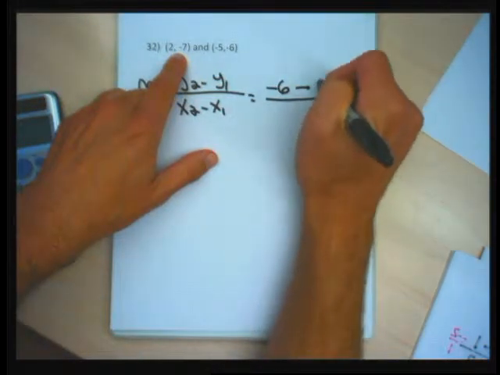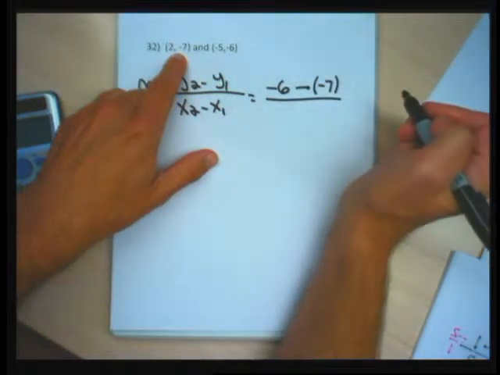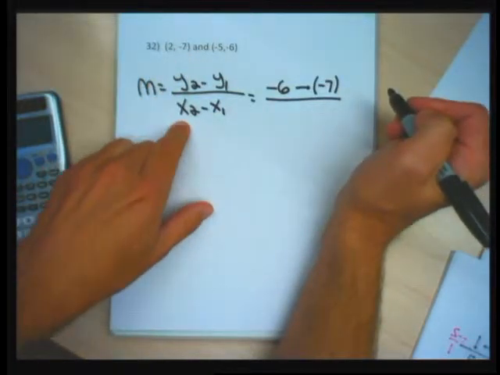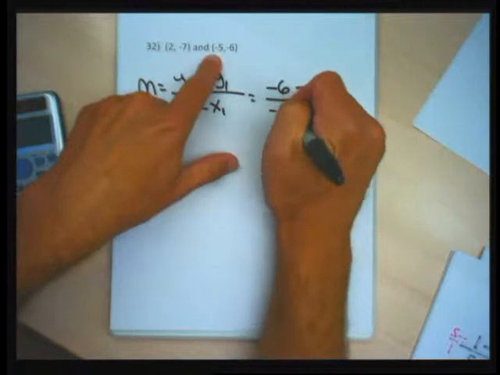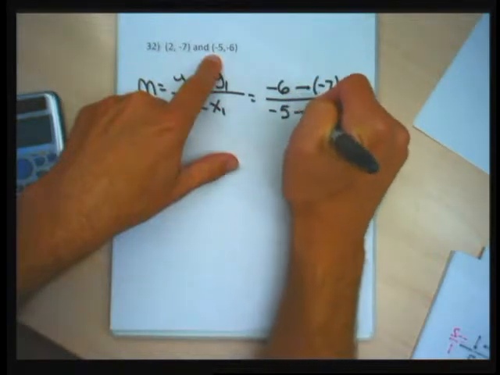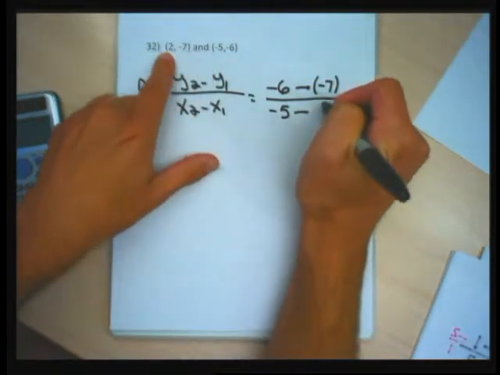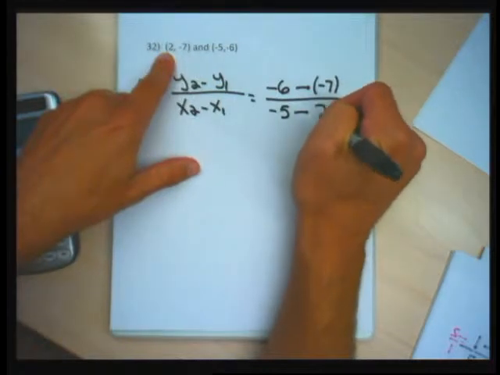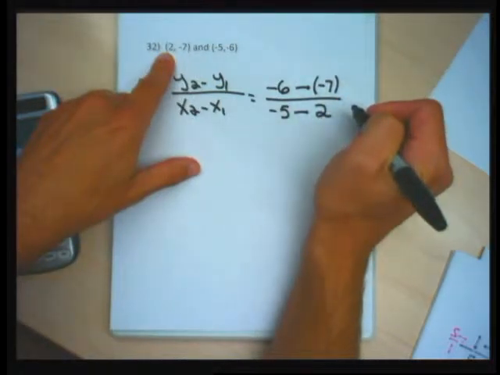But double negative, you usually make the double negative stand out with the parentheses. The denominator, I need x2, which is the x-coordinate of the second point, which is -5. Minus sign from the formula. Then after that, in the denominator, the x-coordinate of the first point, which is written, which is 2.